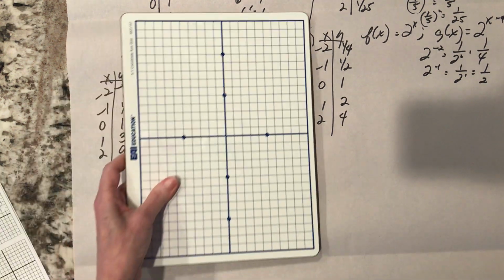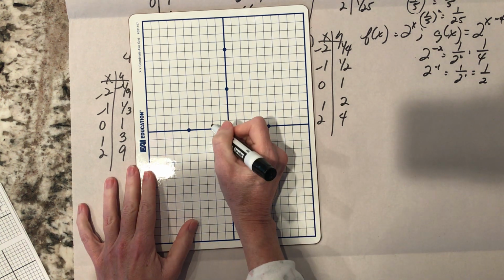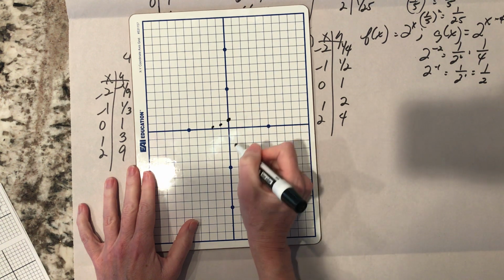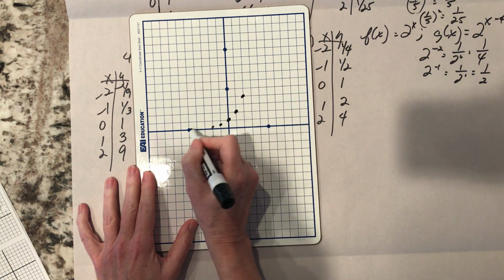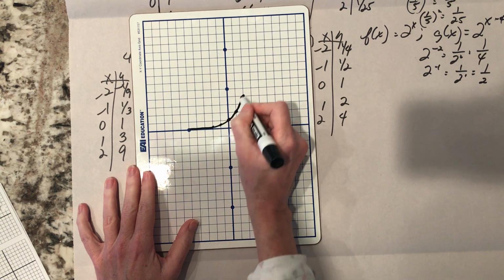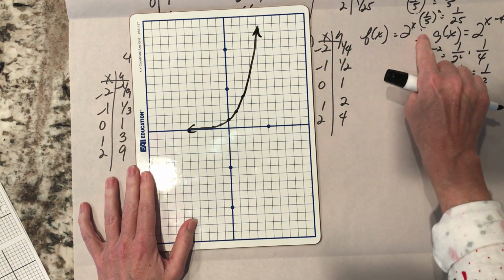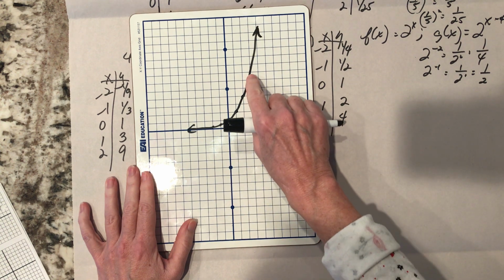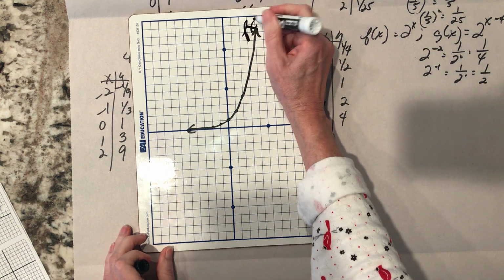Okay, let's graph that parent. -2, 1/4, -1, 1/2, 0, 1, 1, 2, and 2, 4. Something like that. 2 to the third power would be 8, so 1, 2, 3, and then up 5, 6, 7, 8. Didn't miss by much. So that's the idea. That's f of x.